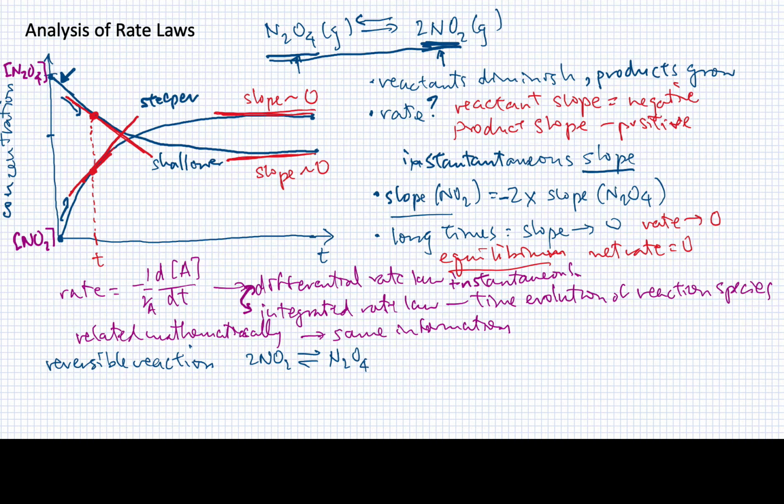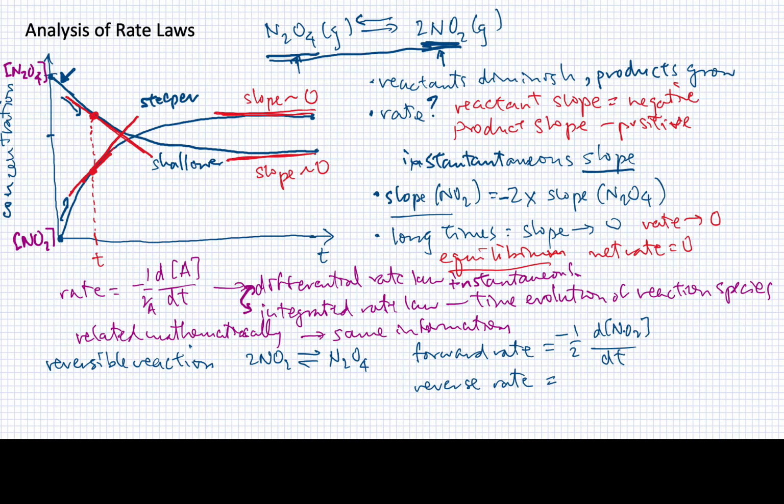Because these things can go in both directions, we can describe a forward rate and a reverse rate. A forward rate, in this case, might be something that we would write as equal to 1 over the coefficient, which is 2 for this particular one, times the change in concentration of NO2 with respect to time. And since it's disappearing, it's going to be negative.